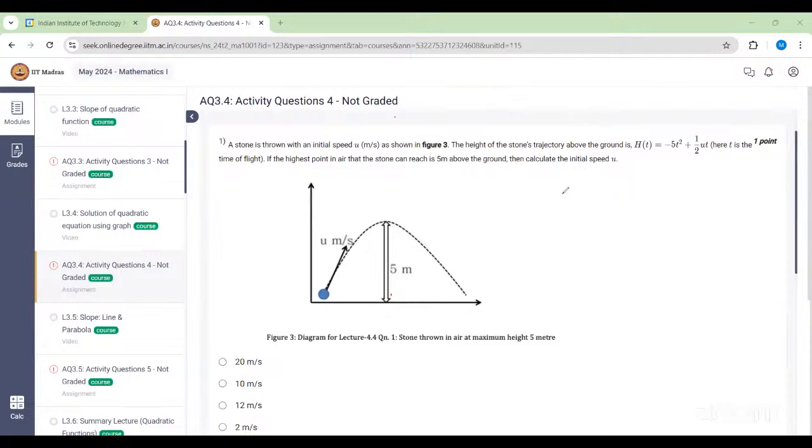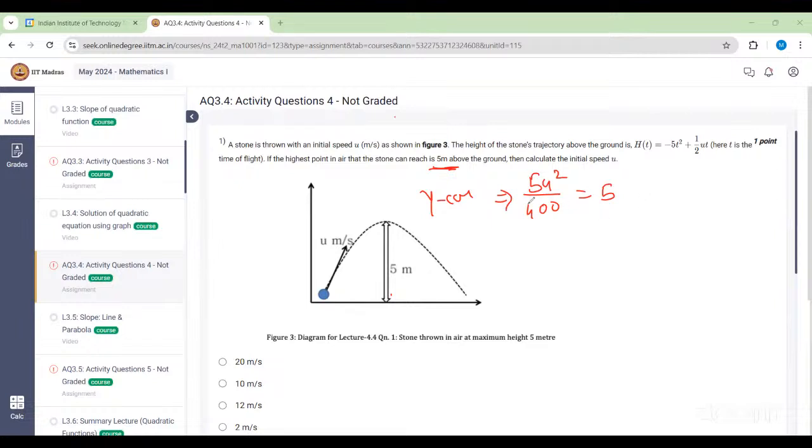Okay, u by 20 is the x coordinate, ma'am. For the y coordinate, we get 5 of u square by 400. This is your y coordinate, and it's given that the highest point's y coordinate is 5, so we'll just equate it with 5.